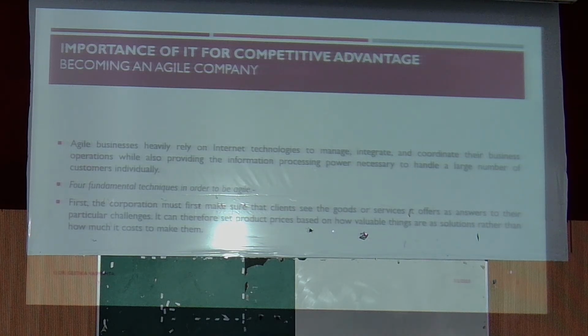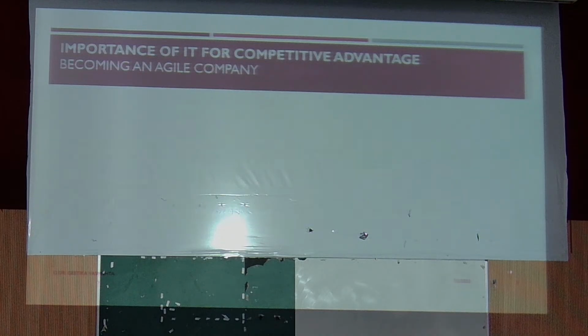All right. So what do you understand by the first point? Are you even paying attention? So we are saying here that corporations must first make sure that clients see the goods or services it offers as answers to their particular challenges rather than seeing how much it costs to make them. So the solution is more important, and emphasis should be on how it is going to serve the customer rather than on the individual components used to achieve that.